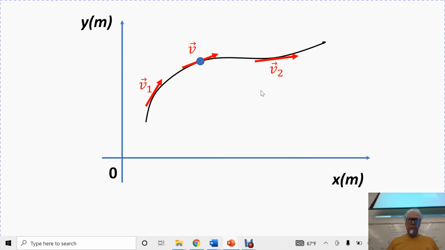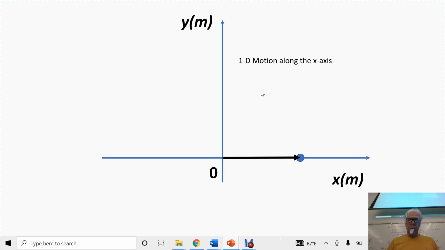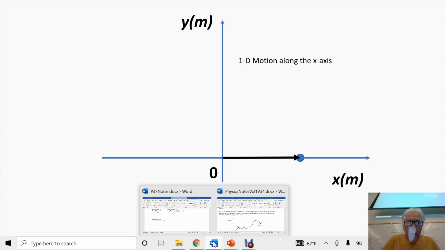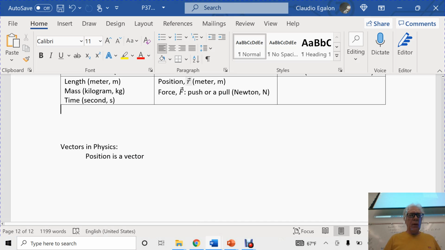Let's see what we're going to do now. So let's go to the notes here. Position vector. Here we go. Average velocity vector.